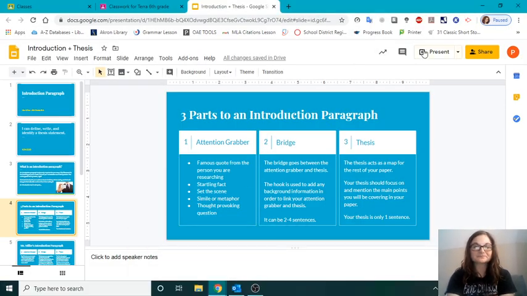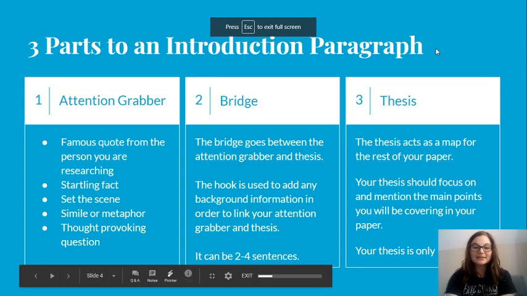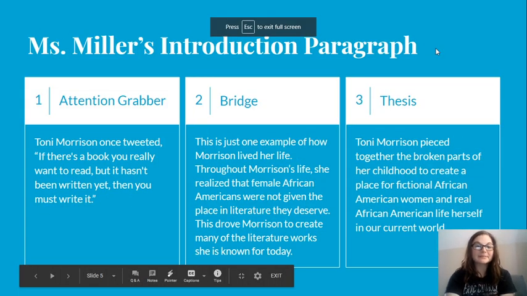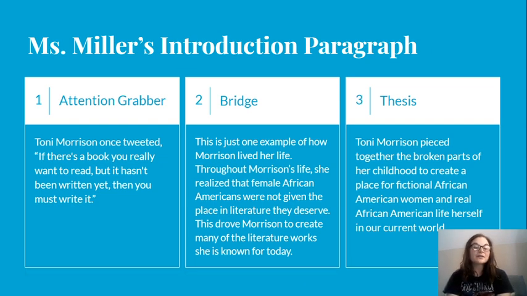Moving back over here. So this is my example. So Ms. Miller's introduction paragraph. I think writing your introduction paragraph in 3 separate parts like this is really helpful because you can check whether or not you have that. So if you're really worried about not having an attention grabber, I recommend grabbing a piece of paper, or you can even do it in a separate Google Doc and writing a heading that says attention grabber, write a heading that says bridge, and write a heading that says thesis.